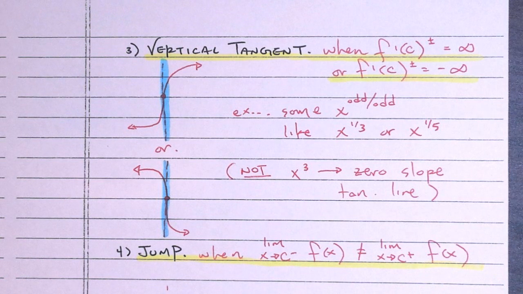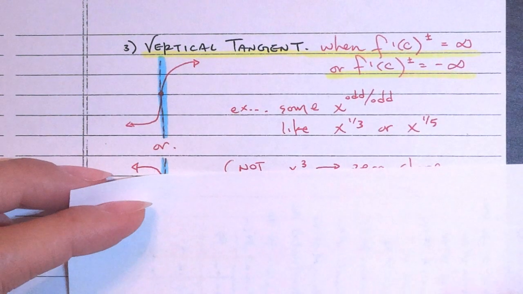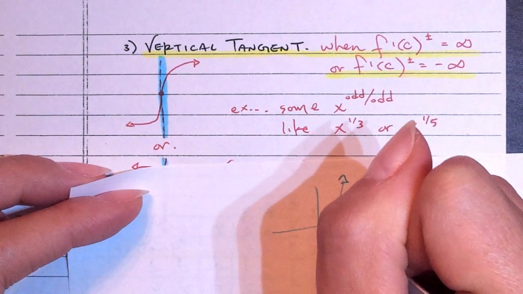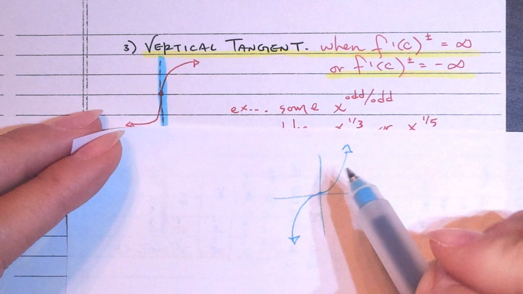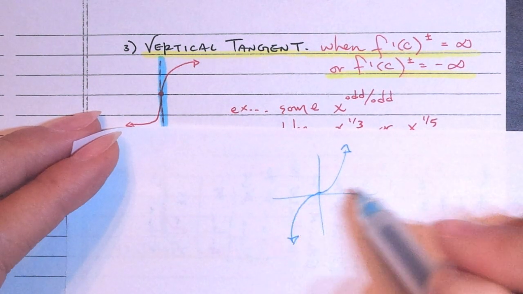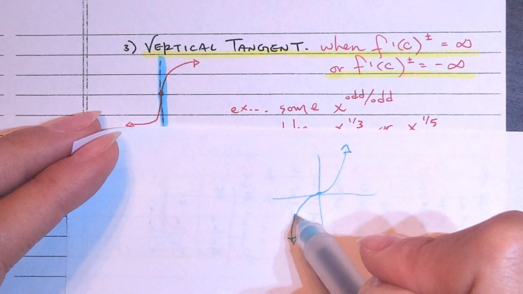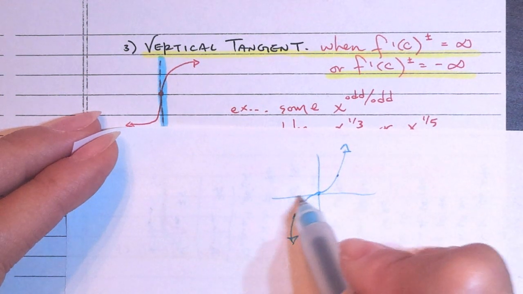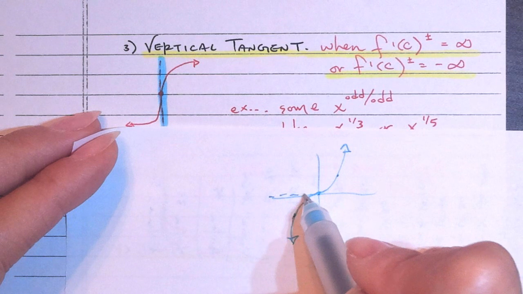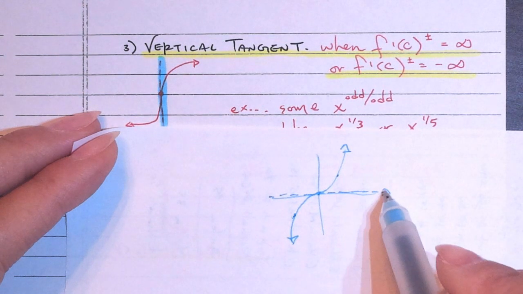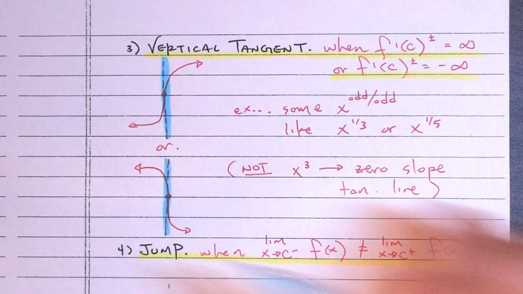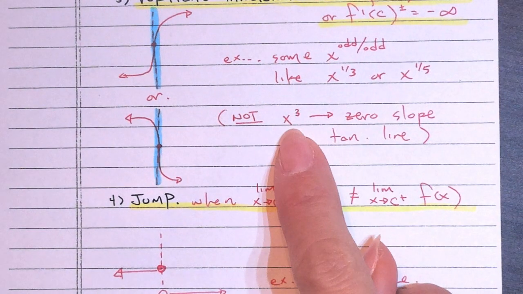Be careful because x cubed is not a vertical tangent. x cubed, if I were going to use this terrible piece of paper, looks something like this, right? So that's x cubed. So x cubed actually right here has a positive slope, right here has a positive slope, but then over here it gets closer and closer to zero. So actually your tangent line right at the middle would be a zero slope. So it wouldn't be a vertical slope. So not x cubed, okay?